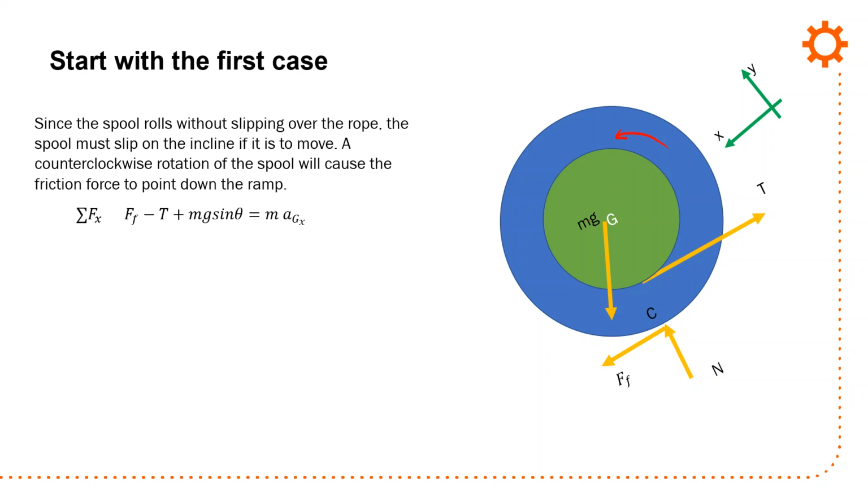So if I look at the sum of forces in X, I have force of friction, which is acting down the ramp, which is my positive direction. I have tension force, which is acting in the opposite sense, which is negative. And I have weight, which is acting downwards, and this is mg sine theta. So it's positive because it's acting in this direction. And that equals mass of the spool times acceleration of the center of mass in the X direction.